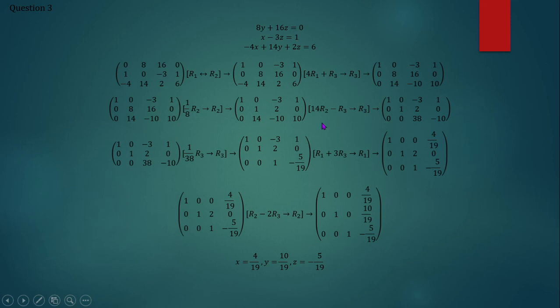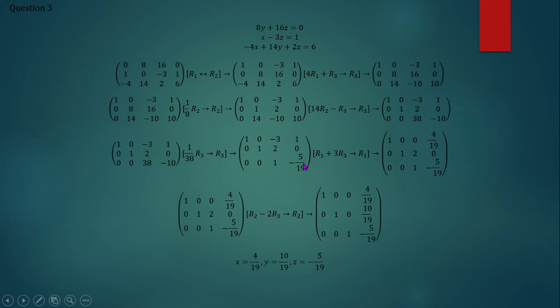We are going to deal with 14 in R3. So 14 R2 minus R3, substitute into R3. We have 0, 0, 38, -10. Column 2 is already done. Then column 3, this is our next pivot, the final pivot. As usual, divide by 38 because we want to make this 1. So for our row 3, we have 0, 0, 1, negative 5 over 19.